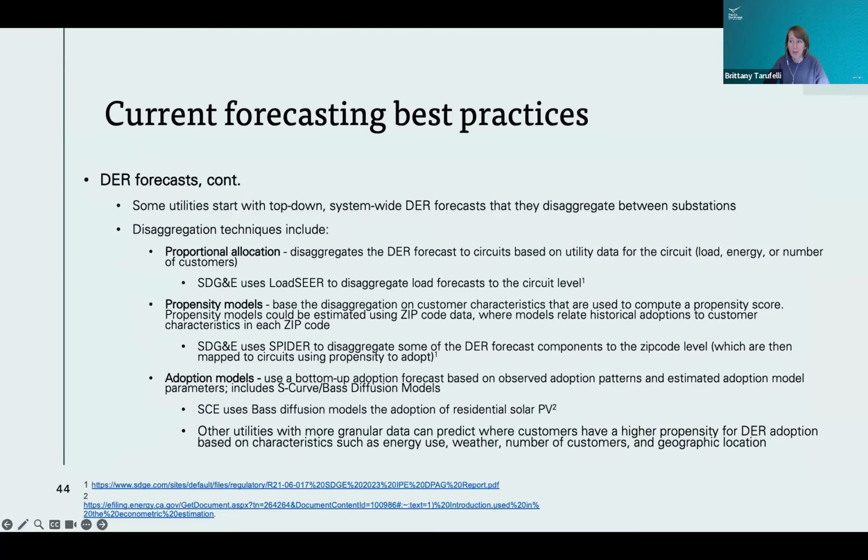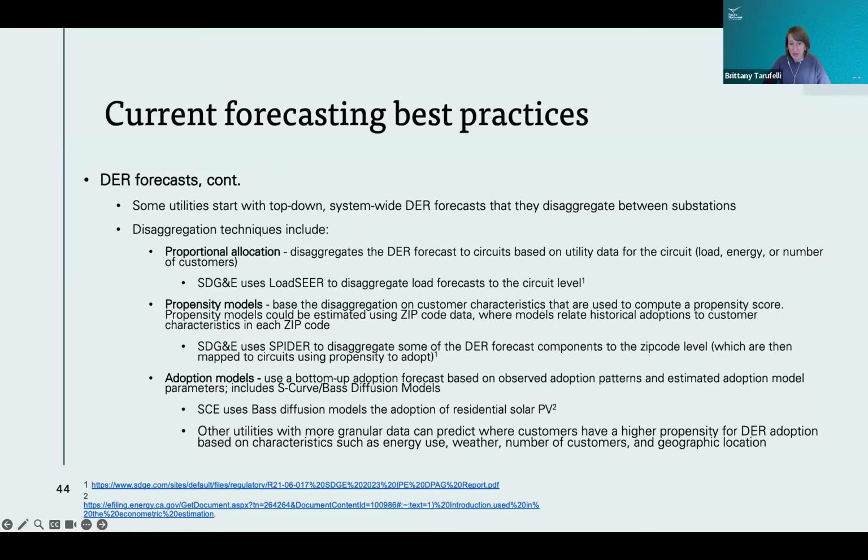Next slide, please. For the specific methods used in DER forecasting, some utilities start with a top-down system-level projection and then disaggregate that to a more granular level. And there are different ways to do that disaggregation. For example, some disaggregation techniques include proportional allocation, where the DER forecast is disaggregated to the circuit level based on utility data for the circuit, including load or energy or number of customers.